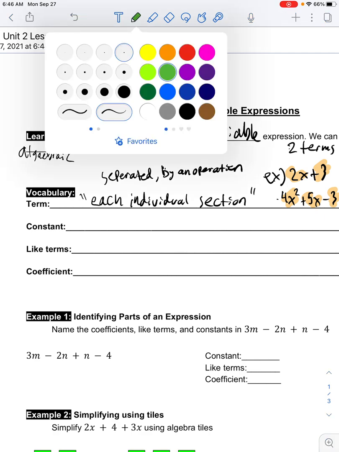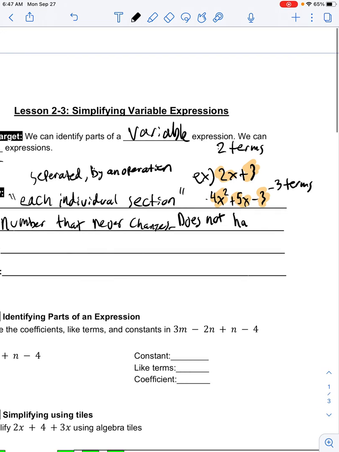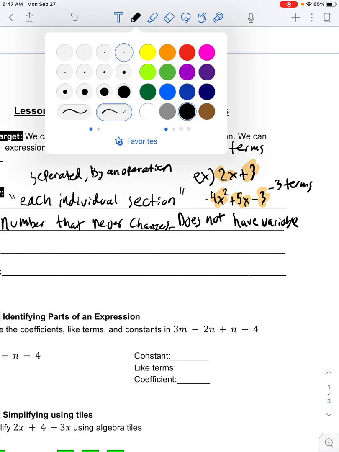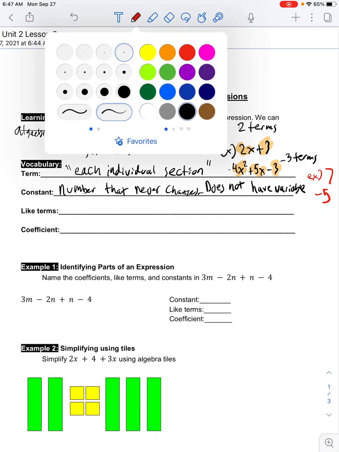A constant is a number that never changes, okay? It's a number that never changes, and a constant does not have a variable. So for example, 7 is a constant, or -5 is a constant. There's nothing else attached to it. That 7 is always going to be 7. That -5 is always going to be -5.